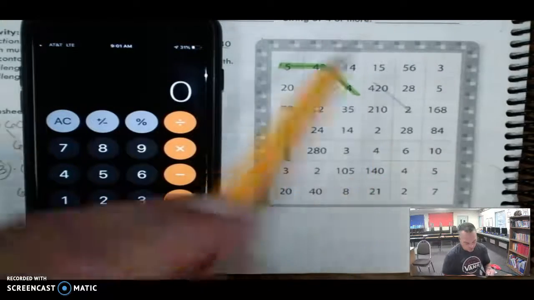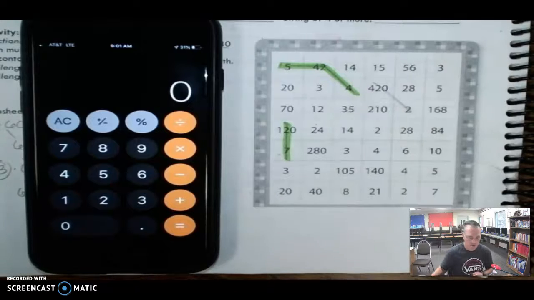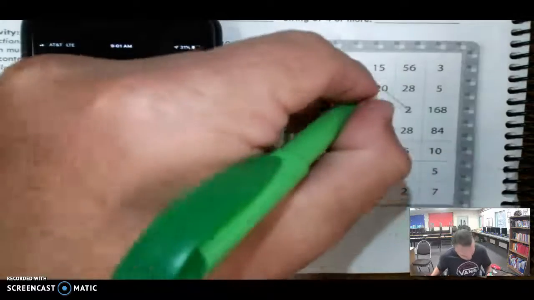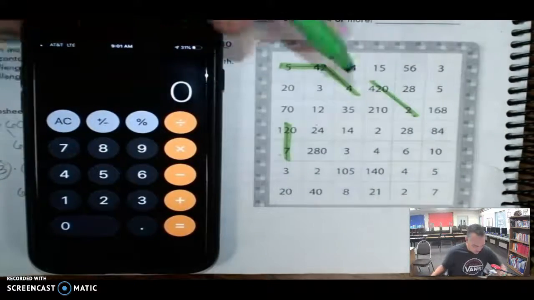So the point is to go through this factor board or the product puzzle to figure out strings that make 840 and then highlight them once you find them, right? I'm using green today. So there you go. Okay.